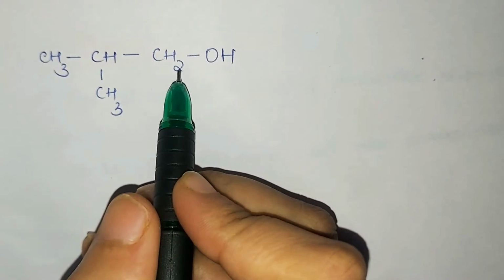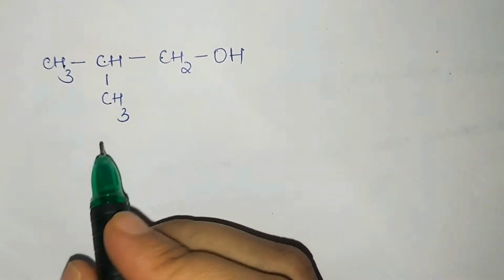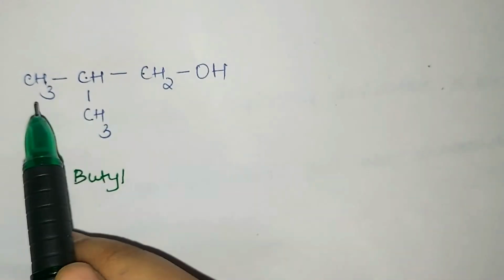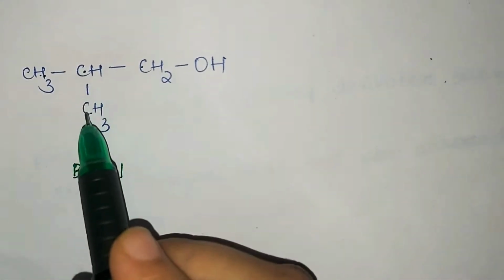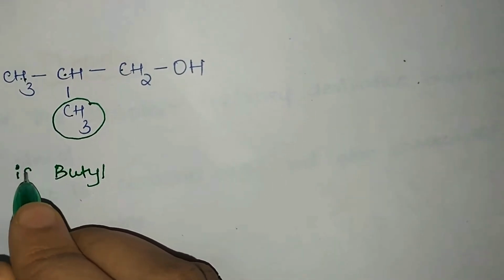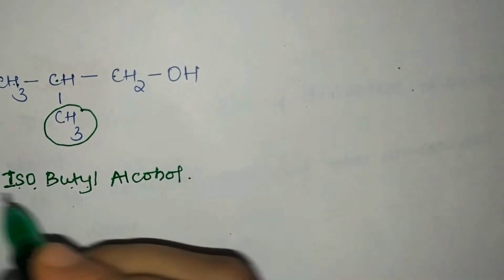So this is the IUPAC name. Consider the next example. So in this example, we'll number the carbon atoms. There are totally 4 carbon atoms, hence commonly it is butyl. But see here, your second carbon atom has a methyl group. When it is having a methyl group, what is the prefix we use in common naming? Iso. So the name here is isobutyl. OH is attached to it, hence it becomes what? Isobutyl alcohol.